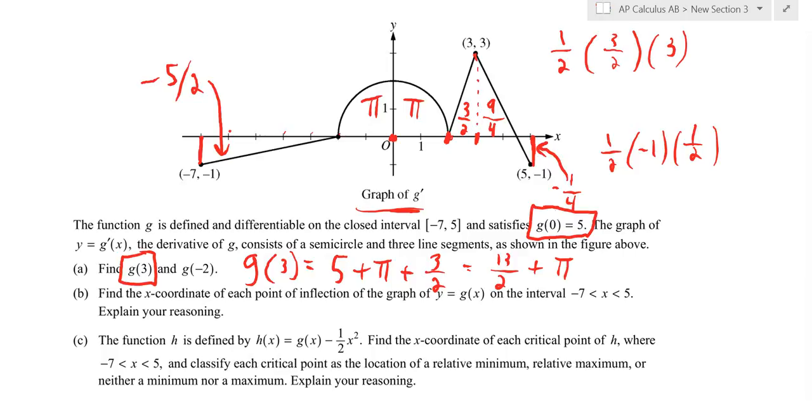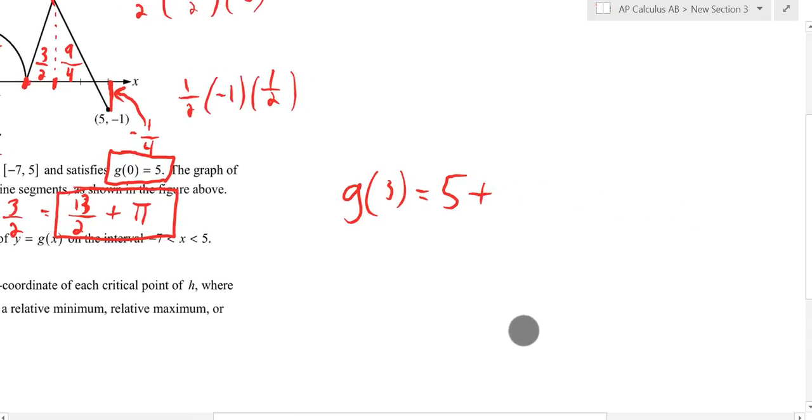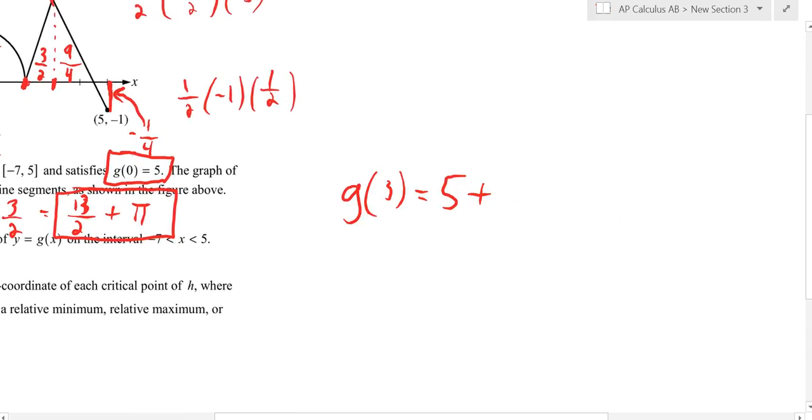Feeling good. Now, all they really did there, by the way, and the way they're going to write their answer out, is they're going to use all this math notation. They're going to say G of 3, and we'll get into this a little bit later too, is 5 because we know it's 5 at 0, right? So we start at 5, and we're adding the integral from 0 to 3 of g prime. That's the way they write that.